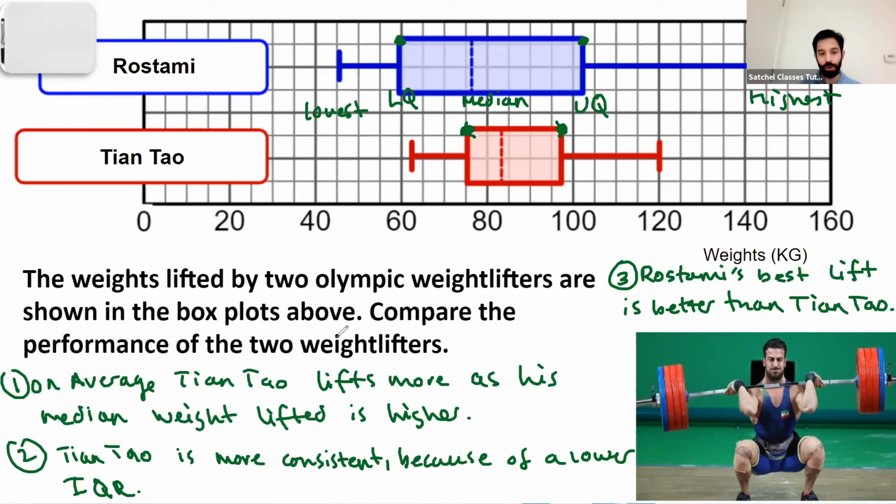And we can use the box plots to compare the distribution of data, as in this example, where we compared the median weight lifted, where we compared the consistency of the two athletes by using the interquartile range, and then we made a general statement.